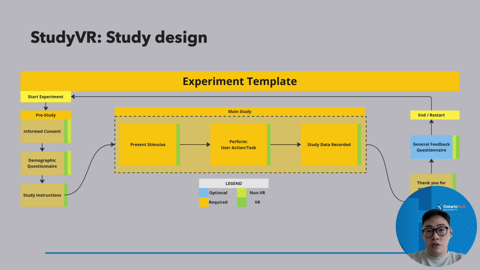And after all of these trials are completed, we enter the post-study phase, where the participants may be given a post-study feedback questionnaire, and also they are thanked for participation. Finally, the end stage will ask the participants to remove the VR headset, and one of our primary goals was to keep the participant in VR as much as possible during the study to basically reduce the breaks in presence and immersion.